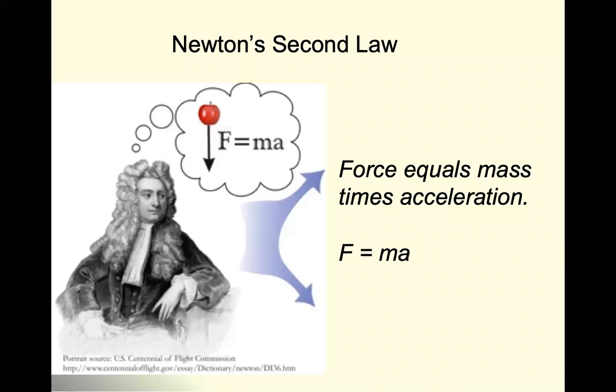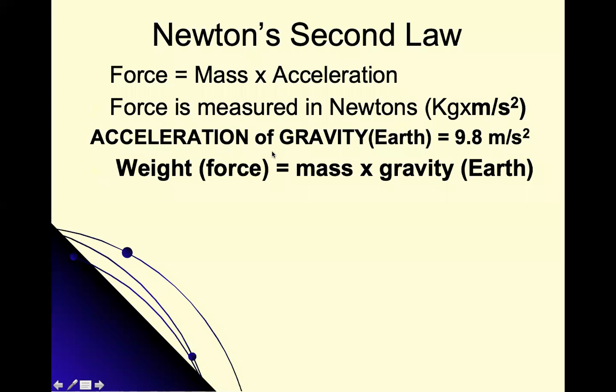Okay, on to Newton's second law. Newton's second law says force equals mass times acceleration. So here's our mathematical formula. There's force, mass times acceleration. There it is again, force, mass times acceleration. The force is measured in newtons, which technically is a kilogram meter per second squared. So a newton is the amount of force that it takes to accelerate 1 kilogram at 1 meter per second squared.